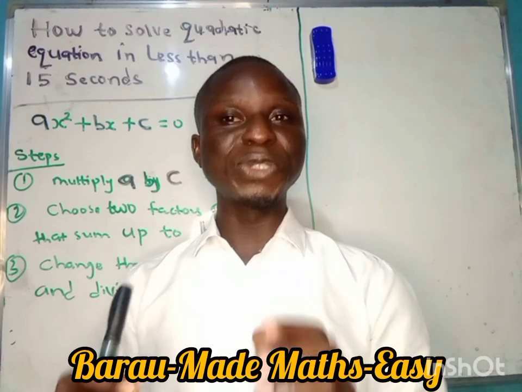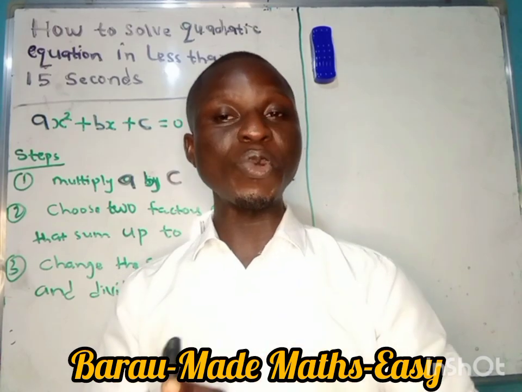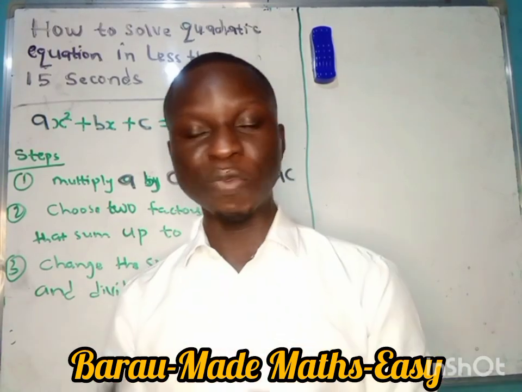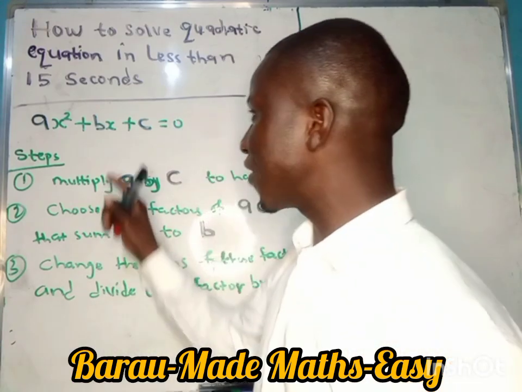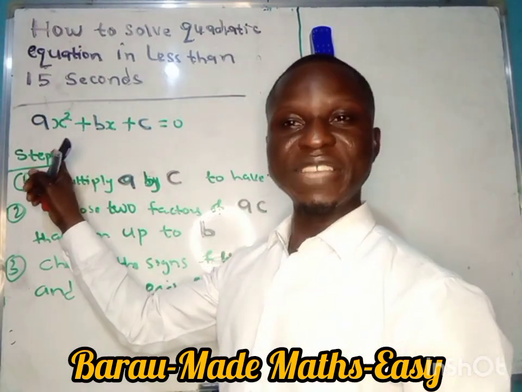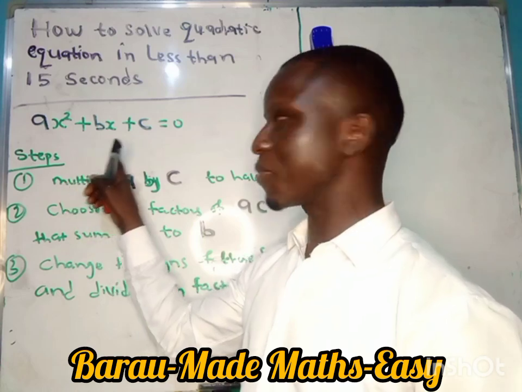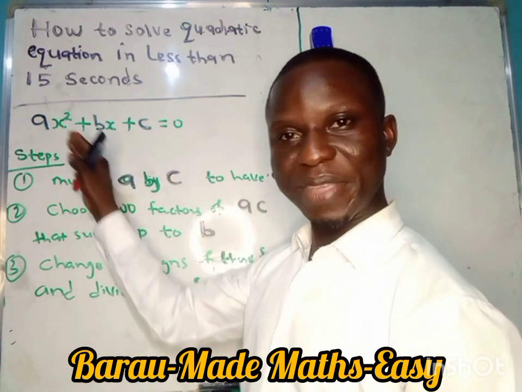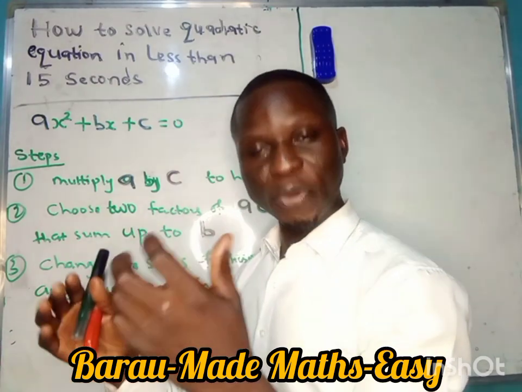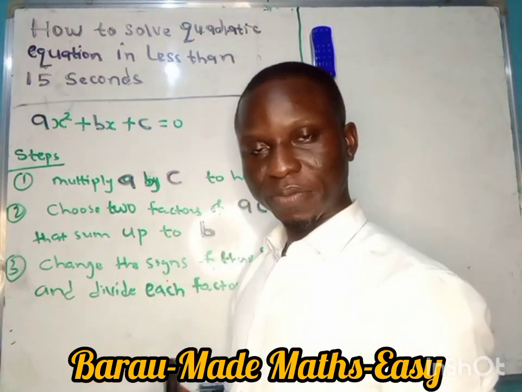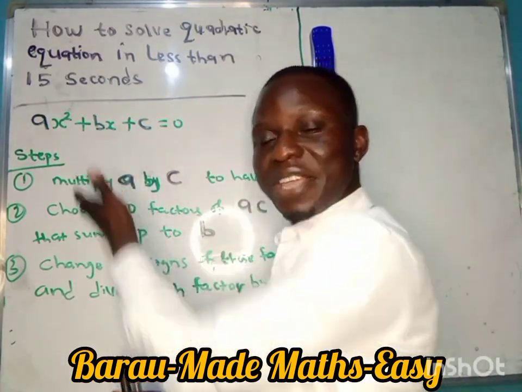Today, I'm about to show you the simplest way of solving quadratic equations without the use of a calculator in even less than 15 seconds. Remember, our general form of quadratic equation is given by ax squared plus bx plus c equals 0, where a, b, and c are numbers, and x is the variable we are looking for its value to satisfy the equation. The following steps are involved.